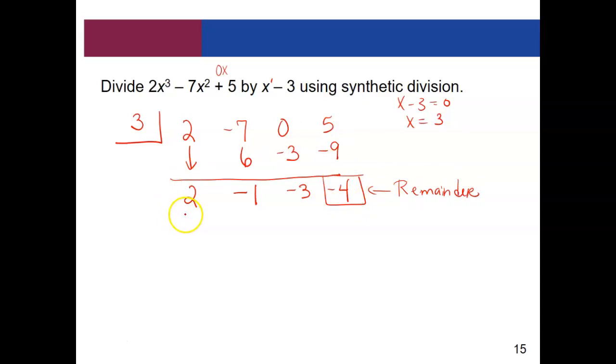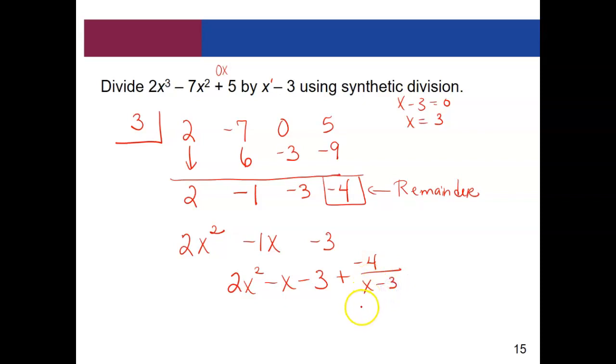And my quotient, the way that I'm going to write my quotient is I'm going to keep these same coefficients, and I'm going to start 1 degree less than my original polynomial. So my original polynomial had a degree of 3, so this is going to start out as a second degree polynomial. So it'll be x squared, x, and then the constant. So my quotient is 2x squared minus x minus 3. My remainder is negative 4, and my divisor was x minus 3. So I end up with the same answer whether I do this by long division or by synthetic division.